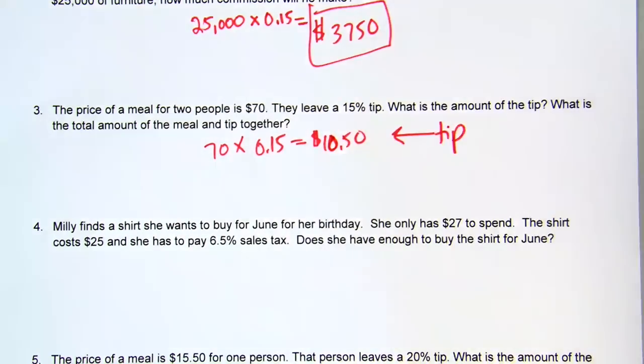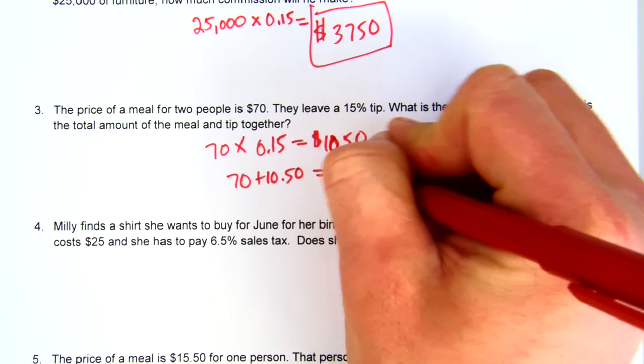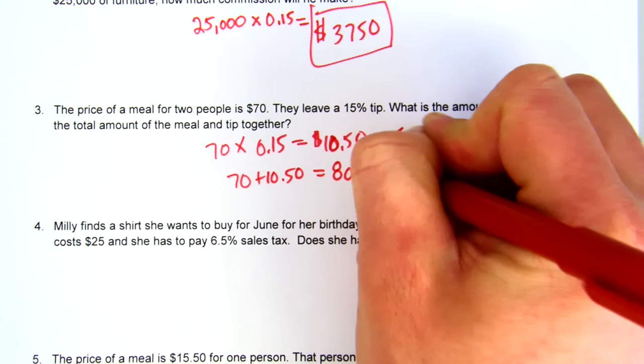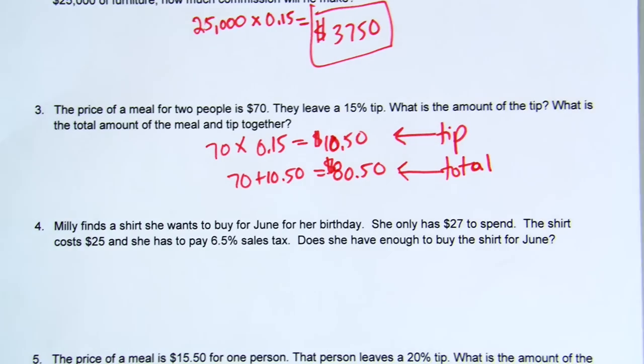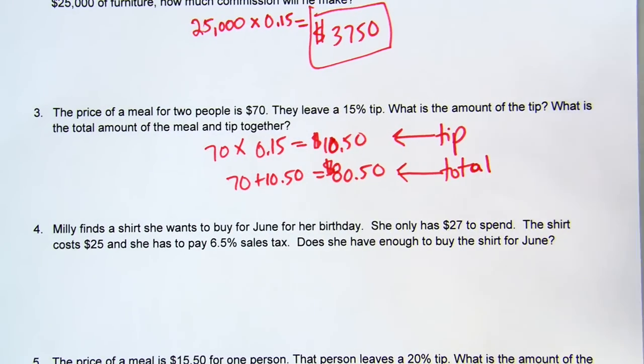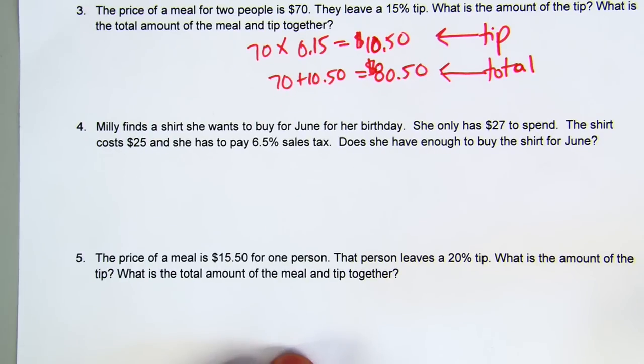I'm going to then take that $10.50 and we're going to add it to my original bill of $70. So if you were to tip $10.50, you're going to pay a total of $80.50 for the meal and the tip. Alright, number 4 says Millie finds a shirt and she wants to buy for June for her birthday. She only has $27 to spend. The shirt costs $25 and she has to pay 6.5% sales tax. Does she have enough money to buy the shirt for June?